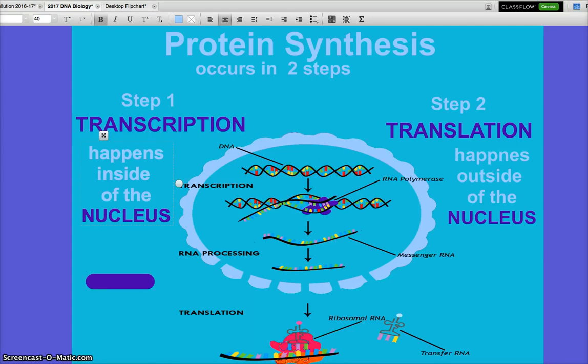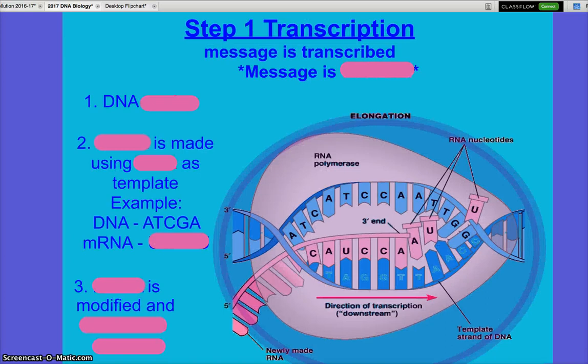So let's look at the step-by-step process of transcription, okay? It's going to be similar to replication's beginning, but it's completely different. Remember that DNA does 2 things. DNA replicates in order to transfer genetic material and codes to other cells. DNA's code is also used to make protein. So we're talking about DNA's second job now.